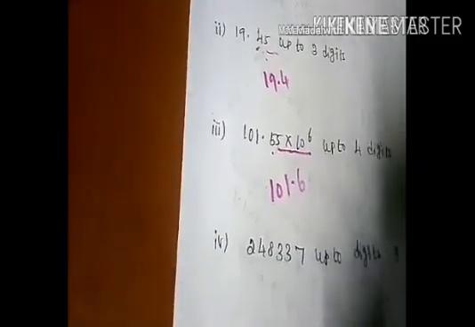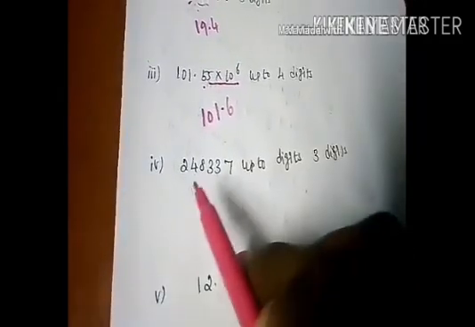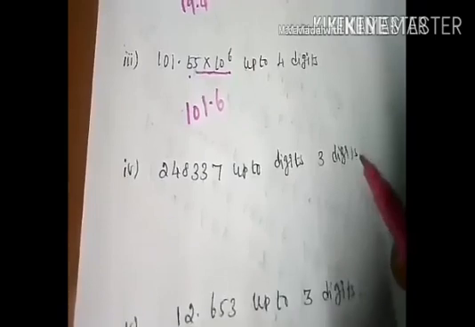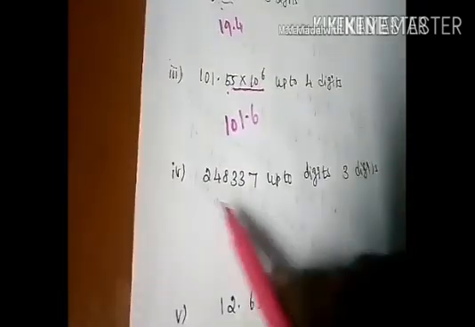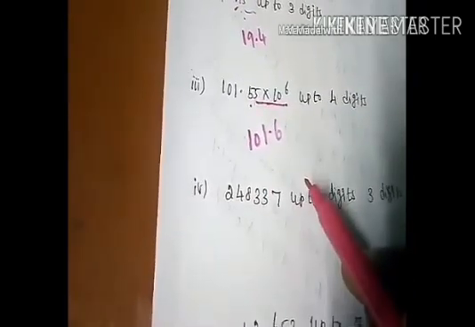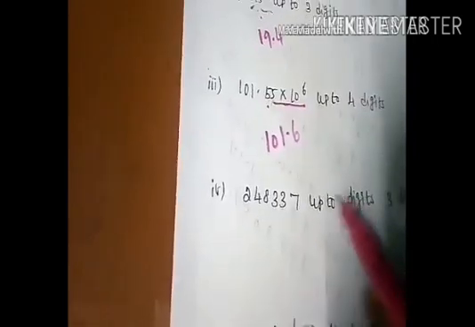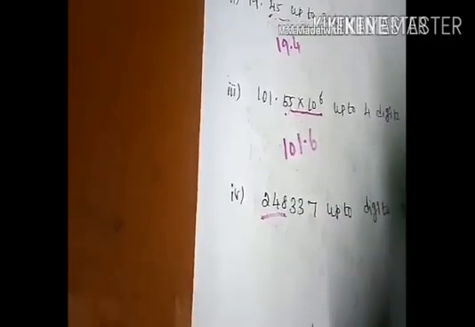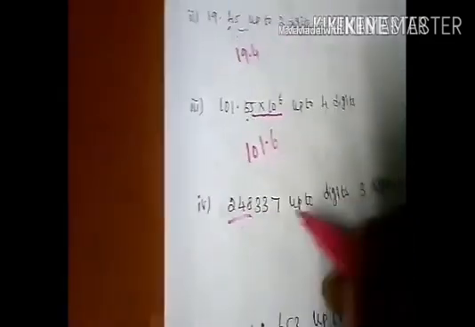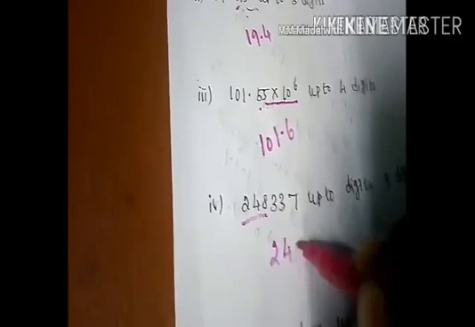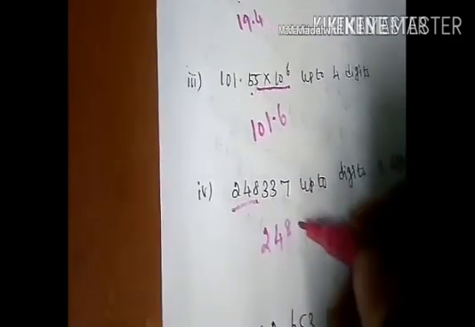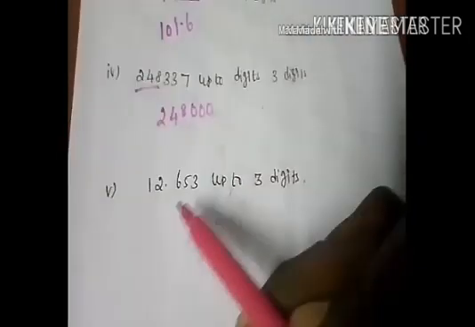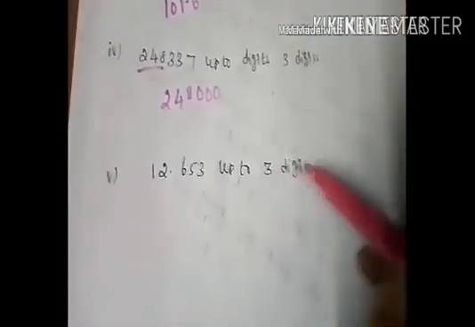Okay. Next one is 248,337 up to 3 digits. Here this is a whole number. Up to 3 digits, you write 2, 4, 8, and the remaining digits are 0. That's it. Next one is 12.653 up to 3 digits.